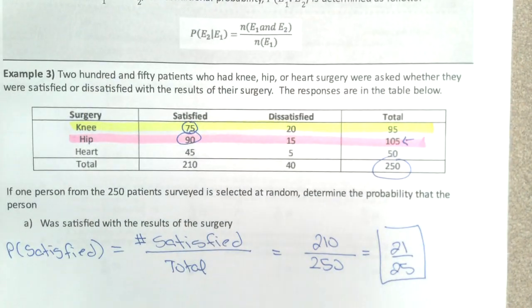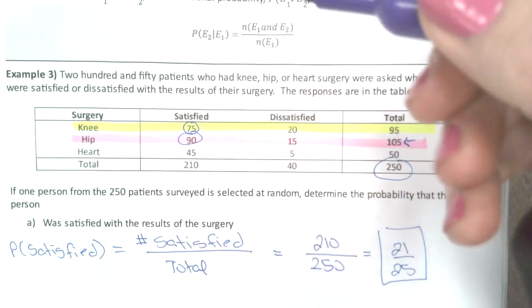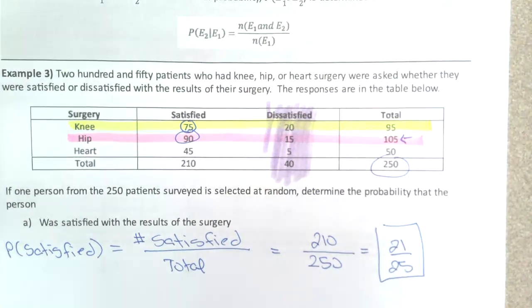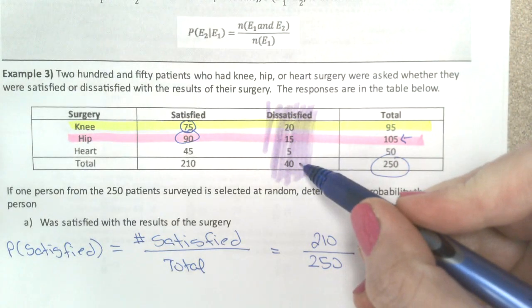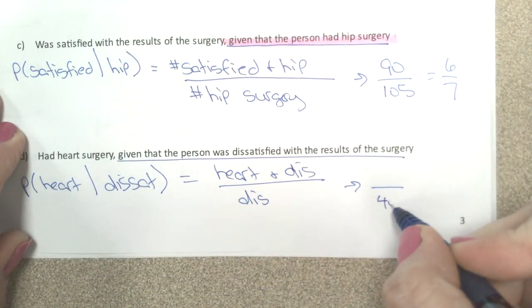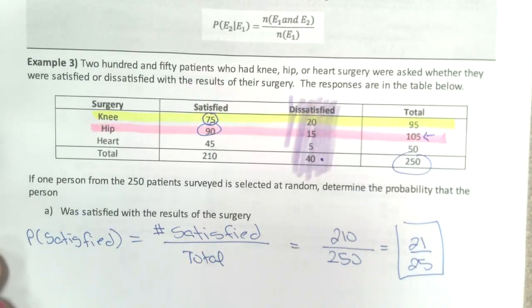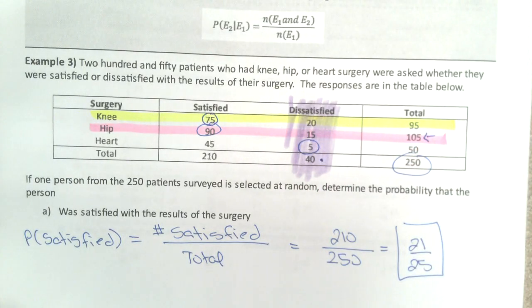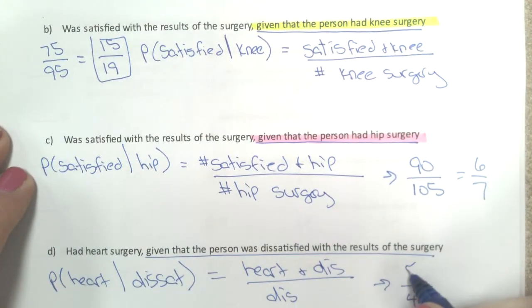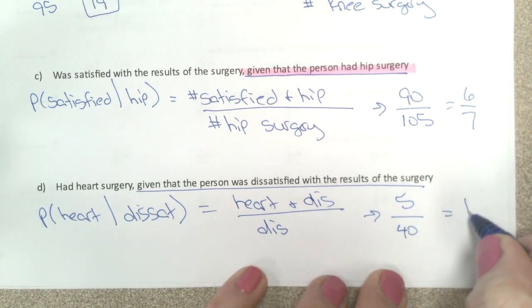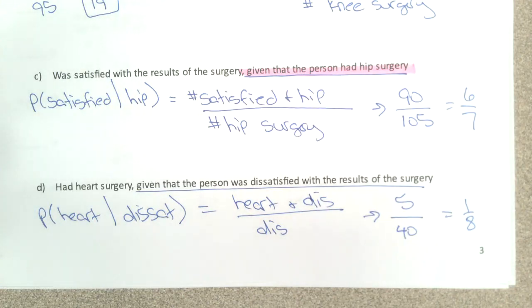So when I come up here, now, dissatisfied. Now we are talking about this column. There are 40 people that are dissatisfied. That's my denominator. Heart surgery and dissatisfied, so there are 5 people there. 5/40, that reduces to 1/8.